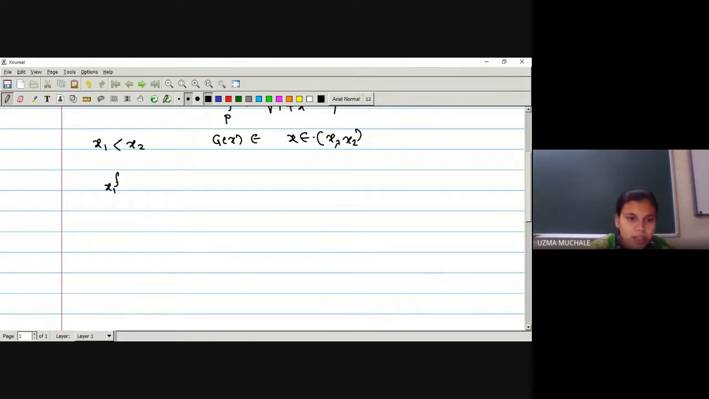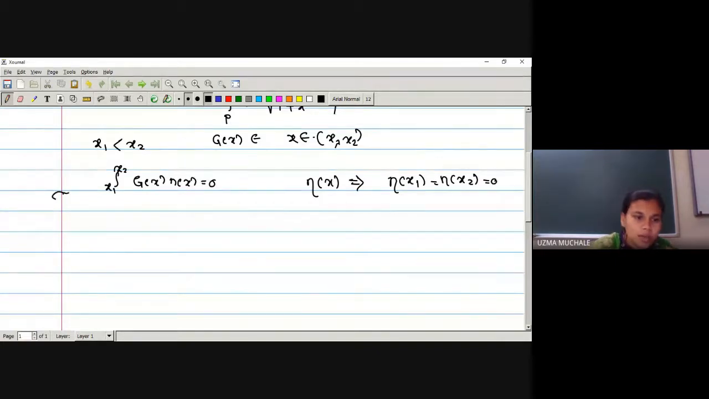Value of the integration from x1 to x2 of g of x eta of x is equal to 0 identically in the interval, and we have the function eta of x provided to us in such a way that the value of the function at the end points, that is at point x1 and x2, is equal to 0. What is our aim to prove? Then prove that g of x is equal to 0. Is it okay?